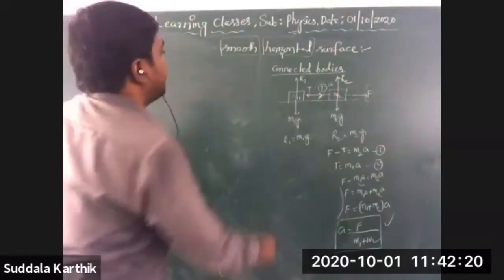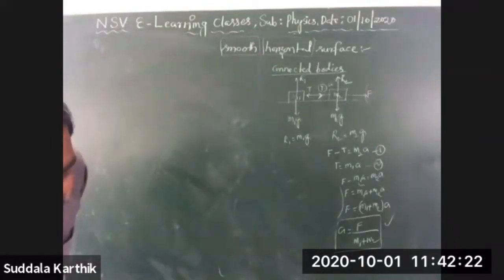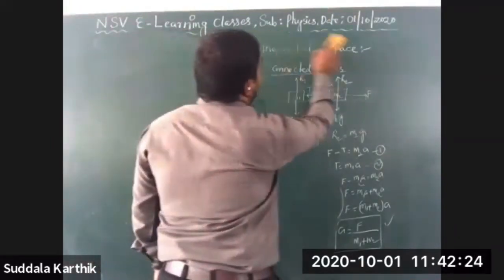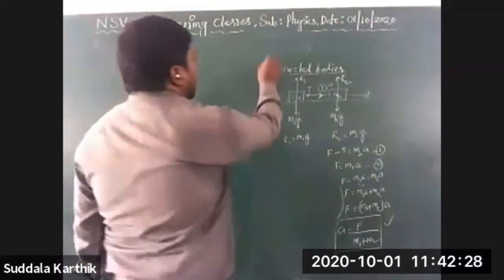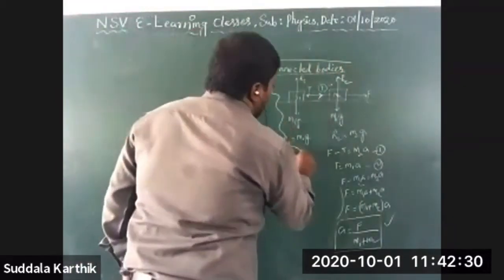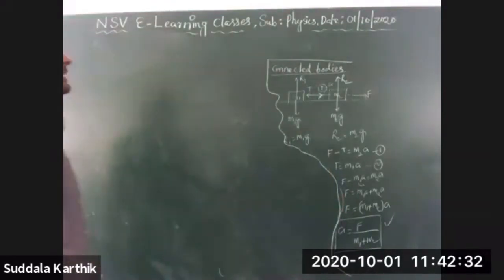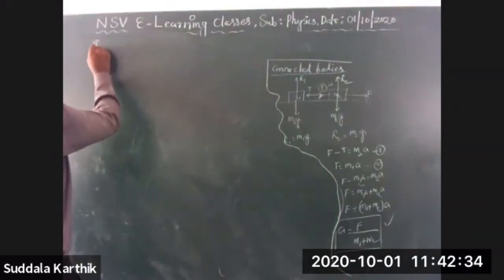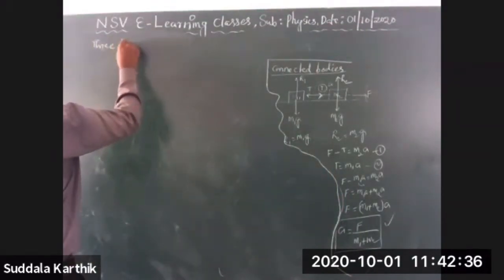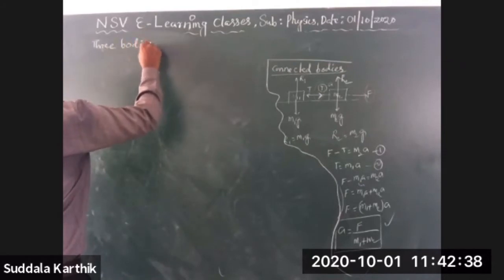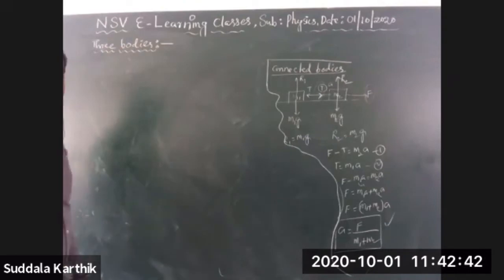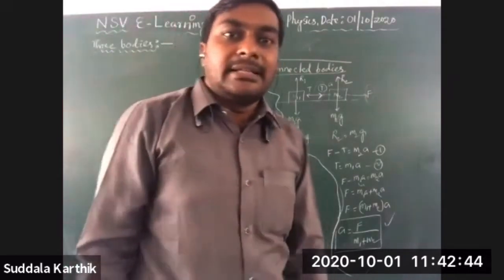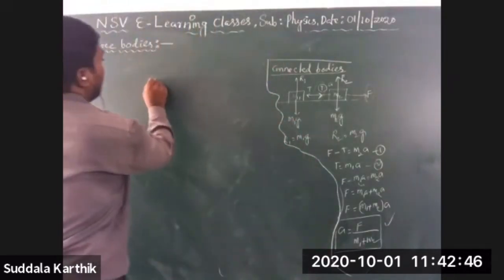Yes, a similar situation is there. There is a possibility to write a similar common acceleration for three bodies also, but I am just proving that one. In case of three bodies, then what you have to do? Simply, you know very well about that.